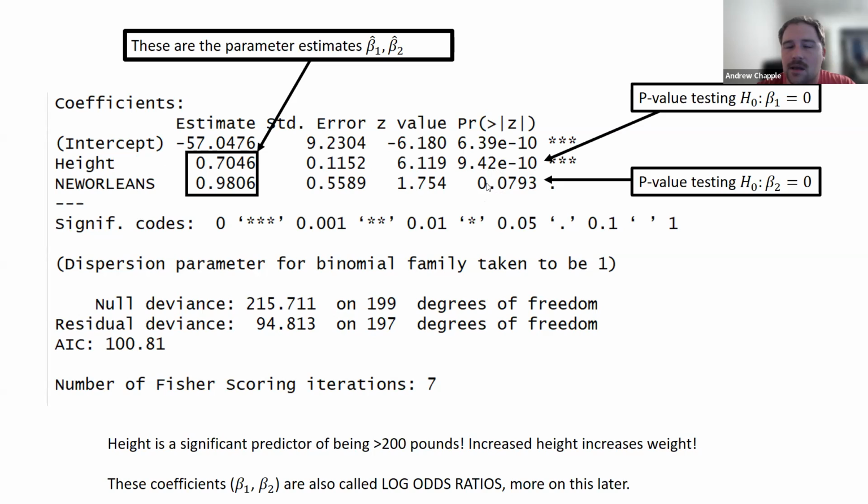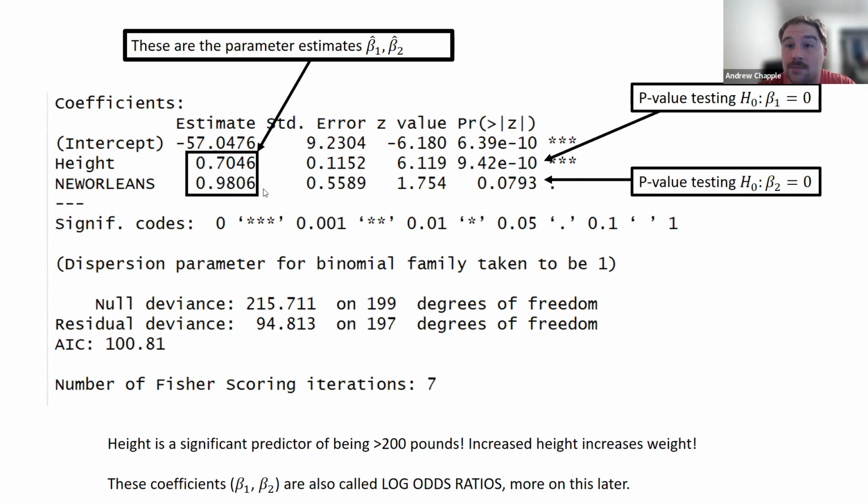Here, this New Orleans effect is not significant. So we can say the data suggests that being from New Orleans does not affect whether or not you're over 200 pounds. Again, these coefficients are called log odds ratios, and you can exponentiate them and show these. These are what a lot of people will report in the literature.